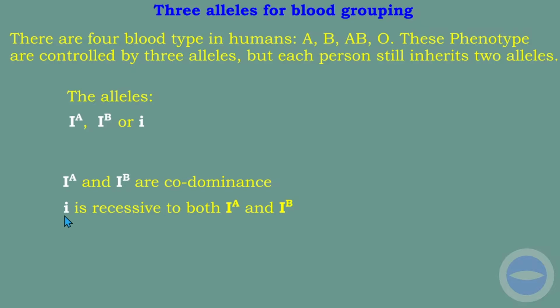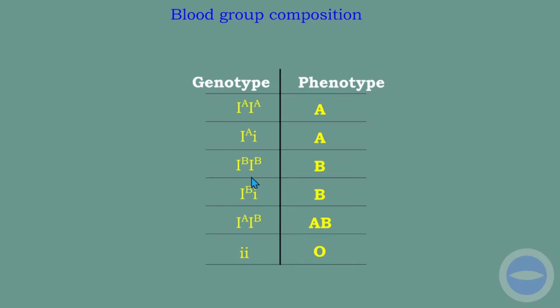So if you've got a genotype that has I A or I B together with the recessive allele, what we will express will be A or B. You must know that this one is recessive. Remember, recessive is masked by the dominant. So A and B are dominant to O. For example, here is the table that is explaining this.